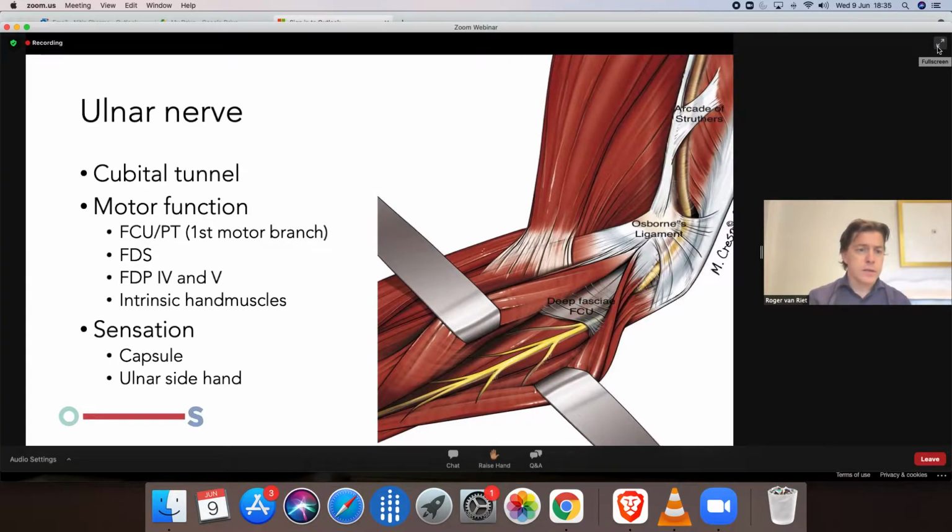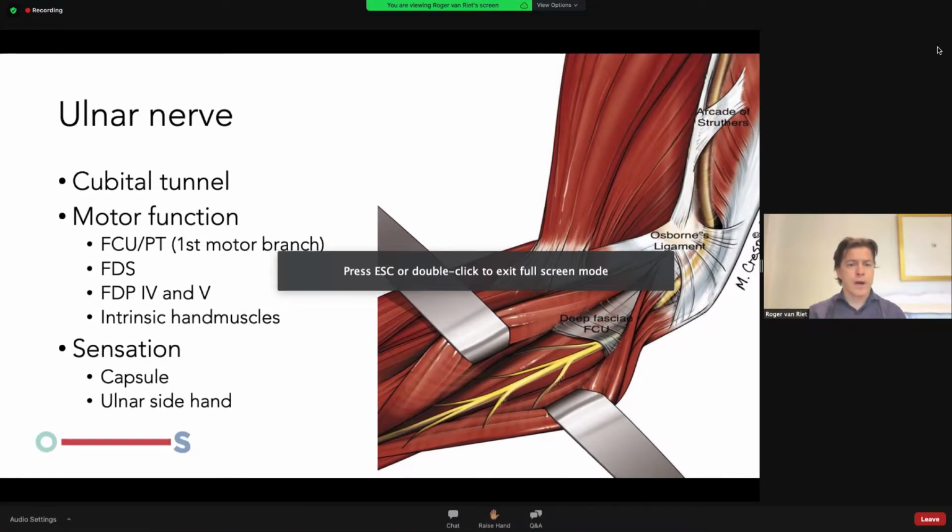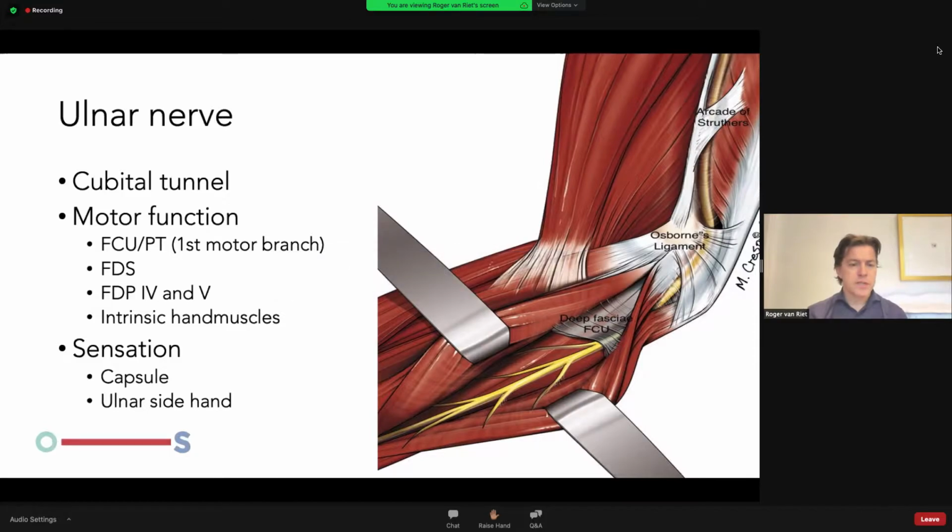It innervates the FDS, FDP 4 and 5, and the intrinsic hand muscles, as you know, and it's also very important for the sensation of the capsule. So medial pain at the elbow can be caused in part by those branches going to the capsule. And then obviously, on the side of the hand, half of the ring finger and the little finger are involved.